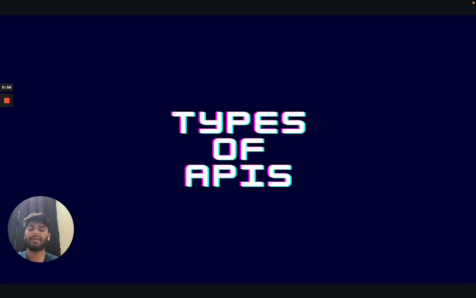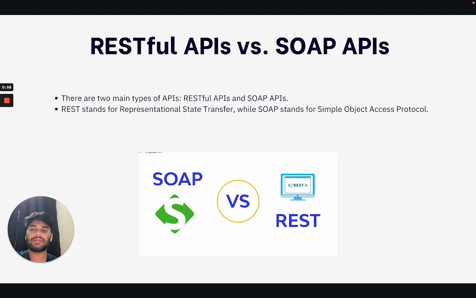Let's talk about types of APIs. So there are two types of APIs. One is RESTful and one is SOAP. REST stands for Representational State Transfer, while SOAP stands for Simple Object Access Protocol.